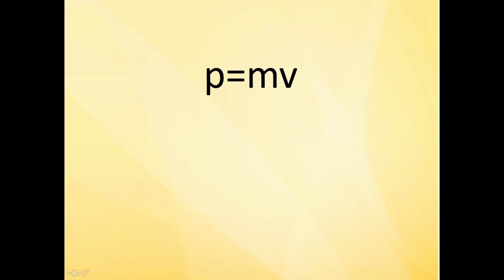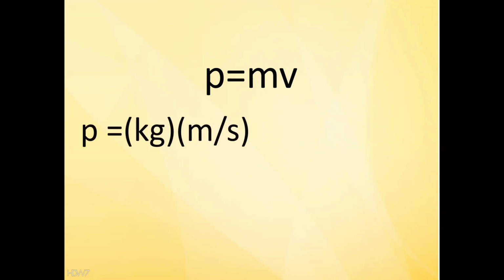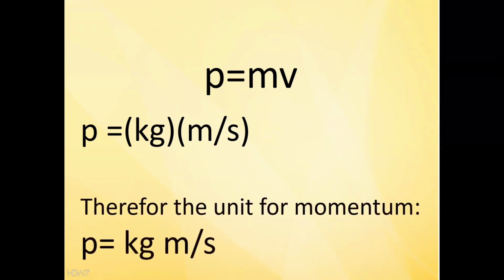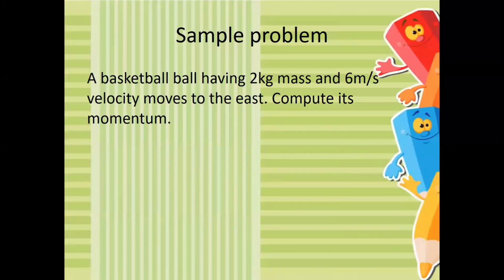Now, how are we going to get the unit for momentum? Since we have to multiply the mass and velocity, getting the unit of mass that is written in kilogram, and the velocity that is written in meter per second, you're going to combine them. Therefore, the unit for momentum is simply P equals kilogram meter per second. Sample problem. A basketball having 2 kilogram mass and 6 meter per second velocity moves to the east. Compute its momentum.